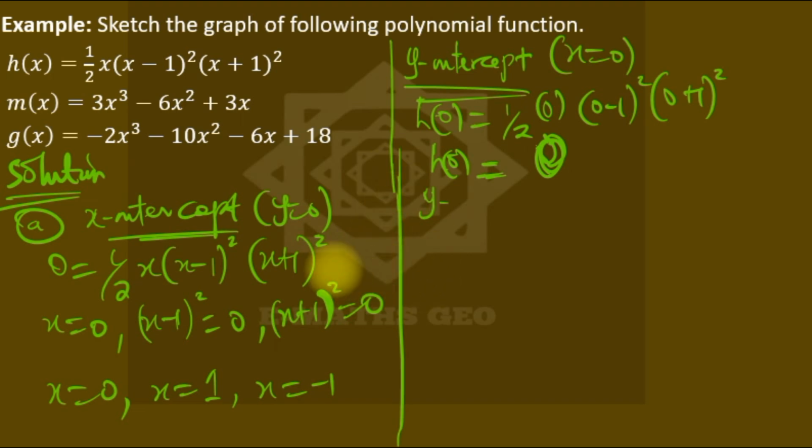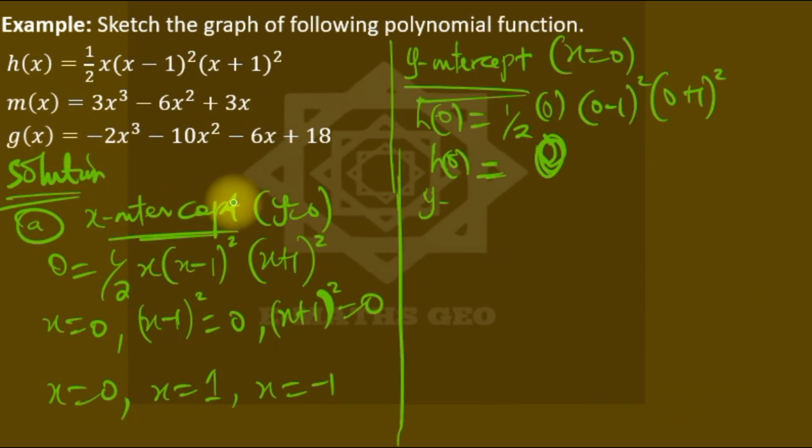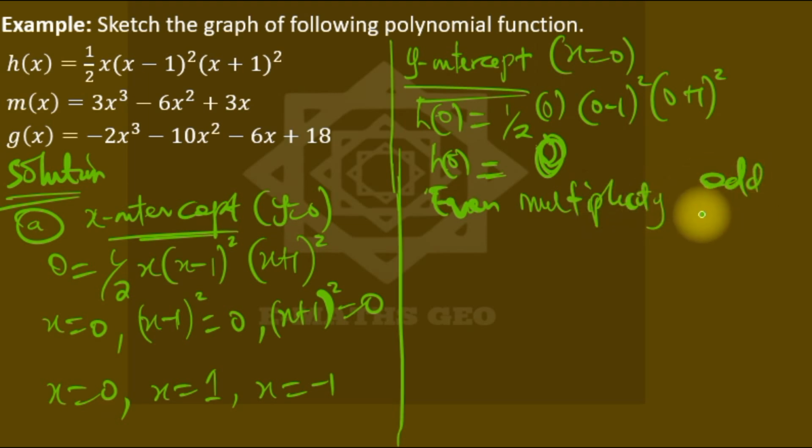So the next step is to determine if the graph of f crosses or touches the x-axis. How do you know that it will cross or touch? We use multiplicities to know. Multiplicity means the powers of the factor. So we have even multiplicity, and we have odd multiplicity. That will help us to know if it will cross or if it will touch.